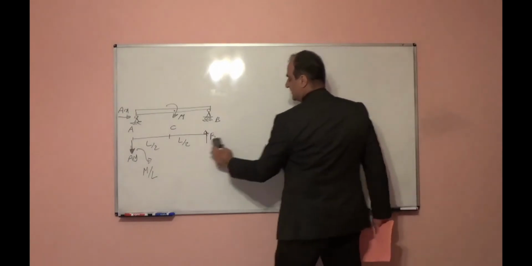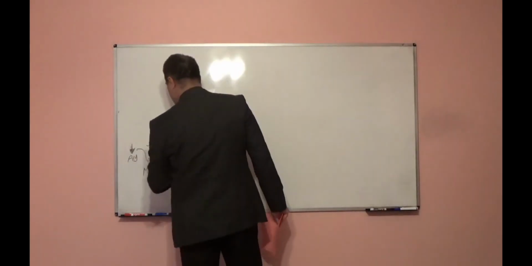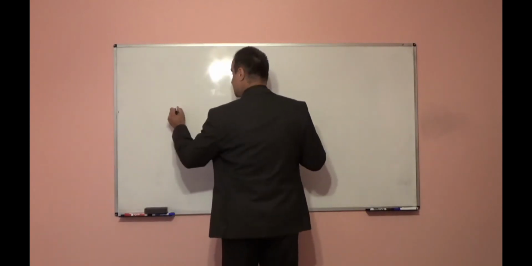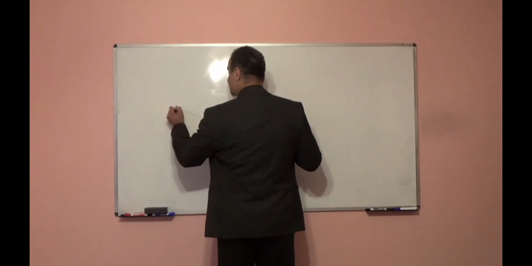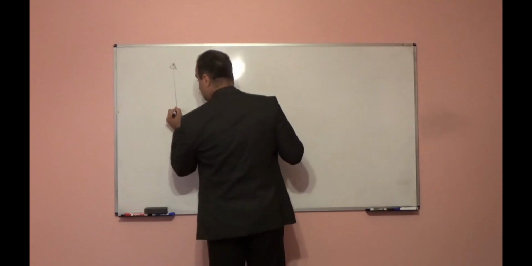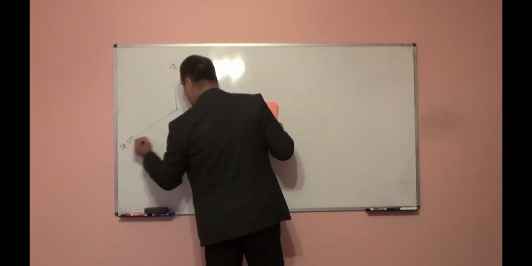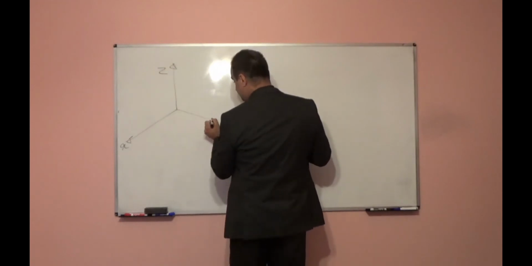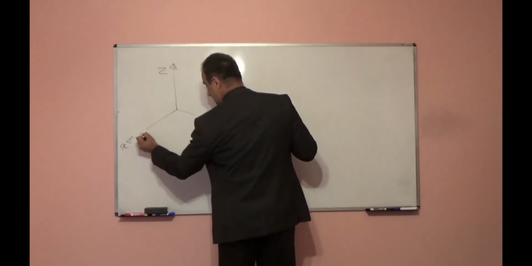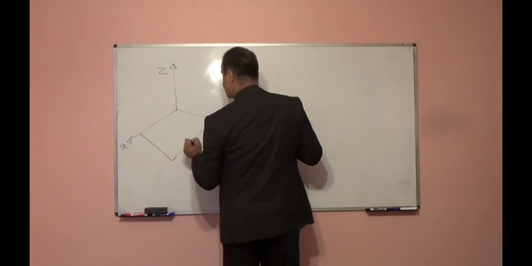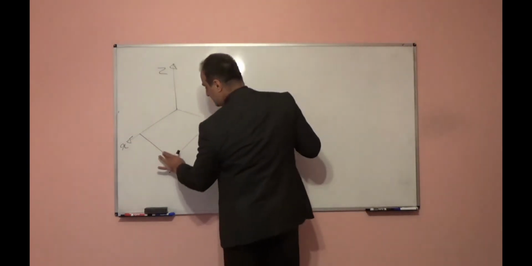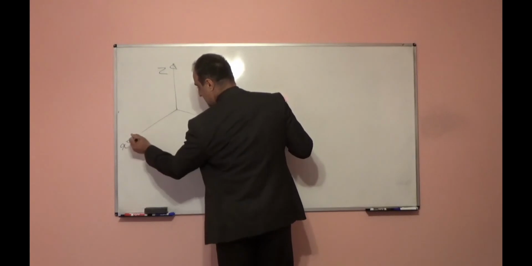Next example, it is one concrete slab in 3 dimensions. Let's look at this example. It is one concrete flat slab, X, Y, Z direction. This is the concrete slab. It is in the XY plane. It is in rectangular shape.